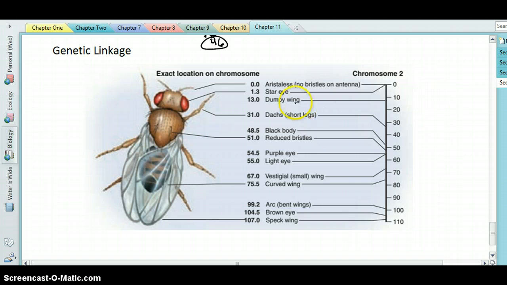So when you have genes that are on the same chromosome, this is known as genetic linkage, or those genes are linked. And when you have genes that are linked, essentially independent assortment doesn't apply. They don't sort independently. They are linked to each other.